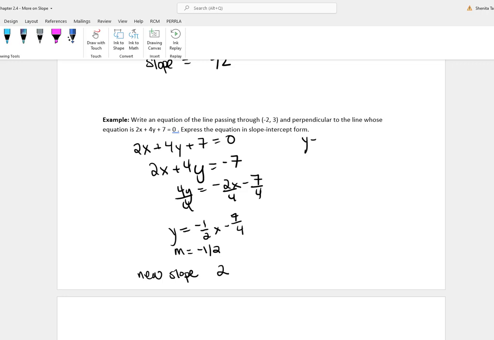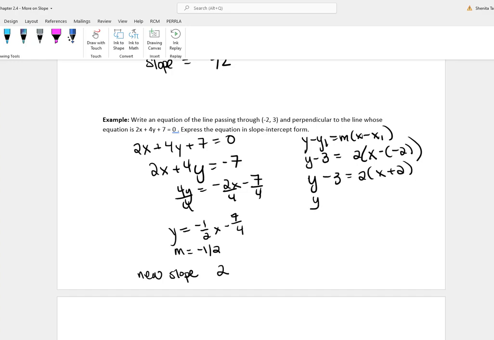So now I'm going to plug everything back into the point-slope form, and then I'm going to get y by itself. So I get y minus 3 is equal to 2 times x minus a negative 2. So that's y minus 3 is equal to 2 times x plus 2. Let's go ahead and multiply this out. We get 2x plus 4. And add 3 to both sides. I get 2x plus 7.